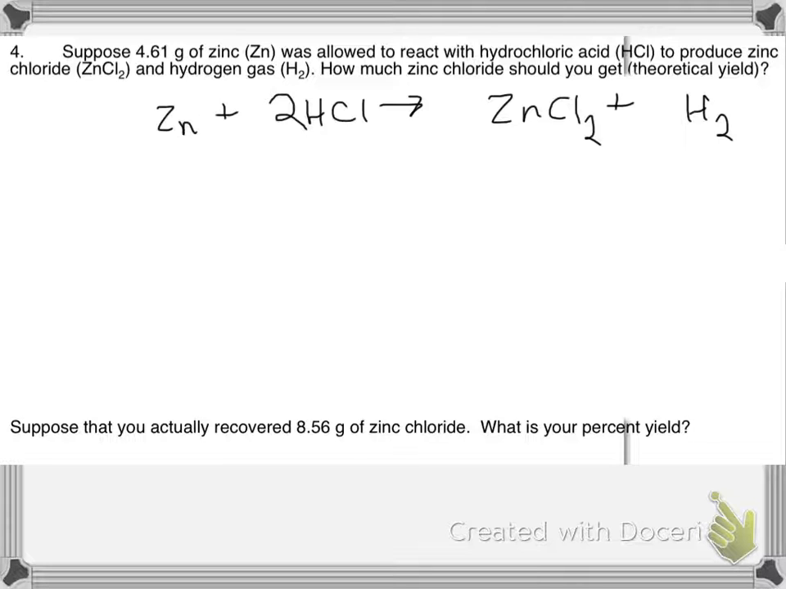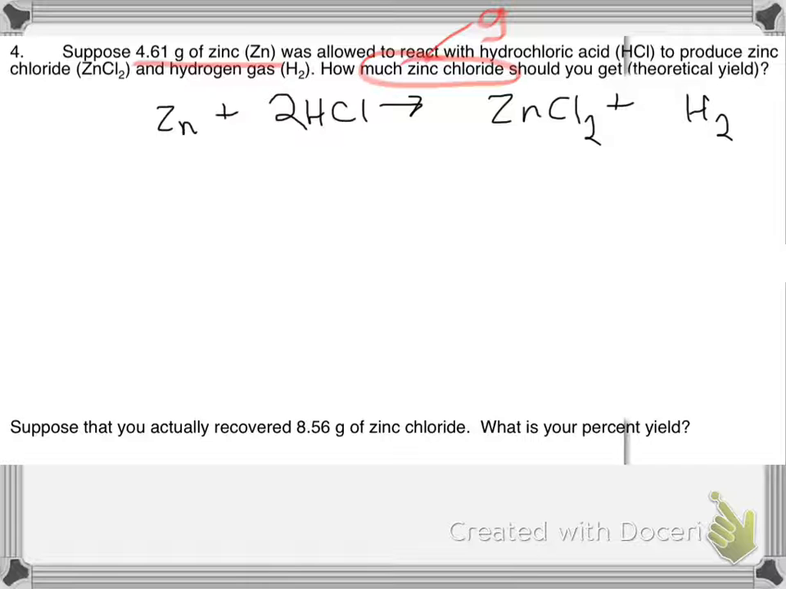Step 2 is to identify what we're given and what we're looking for. So we're told we have 4.61 grams of zinc and it reacts with hydrochloric acid. Since we're not told the amount of hydrochloric acid, we're going to assume that we just have a bunch of hydrochloric acid and it won't affect our calculations. And we want to know how much zinc chloride we should get, which is the theoretical yield. Whenever it's theoretical yield, it's really the grams or the mass of zinc chloride.